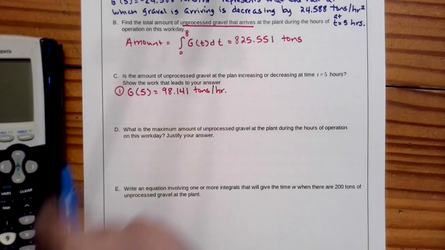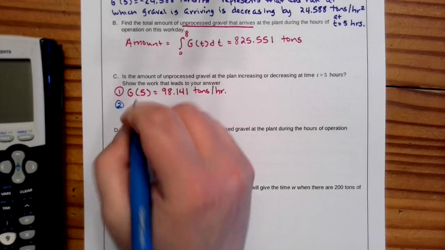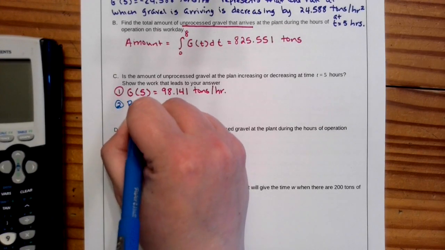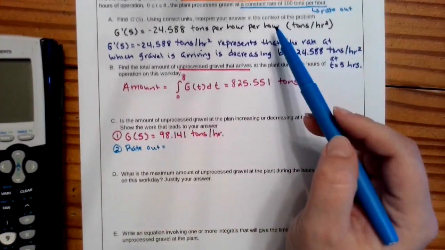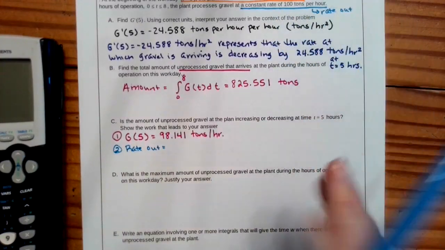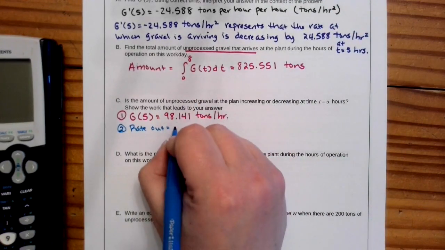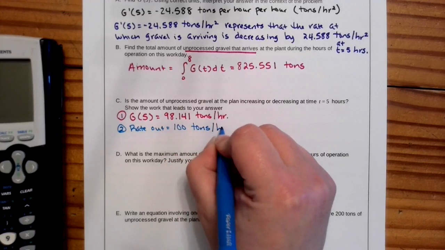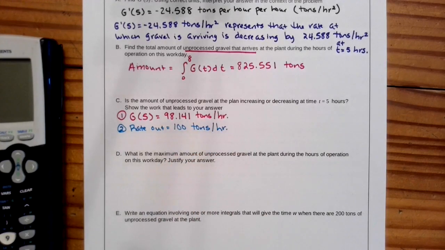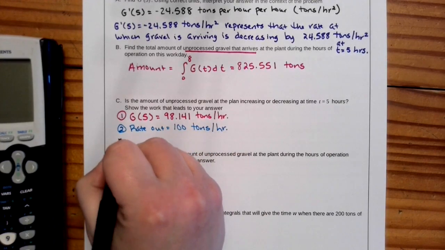The second thing we need to look at is how fast is it going out? Well, they told us that it's going out at a constant rate of 100 tons per hour, which means the rate going out is 100 tons per hour. And now we're going to compare those two values.